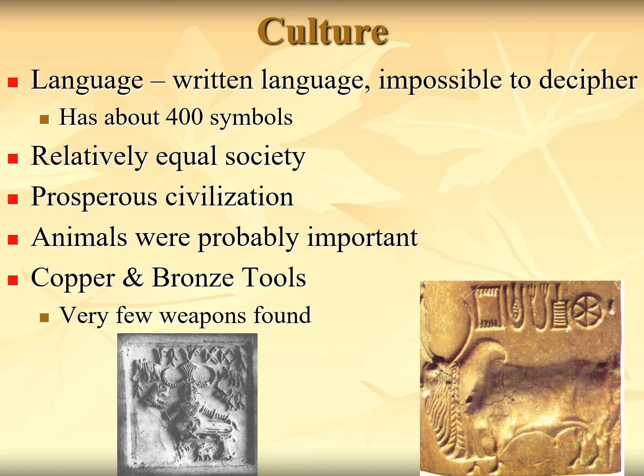And we think that animals were probably important, maybe most important for farming. And they also had copper and bronze tools, but surprisingly enough, they may have been a very peaceful people because we found very few weapons.